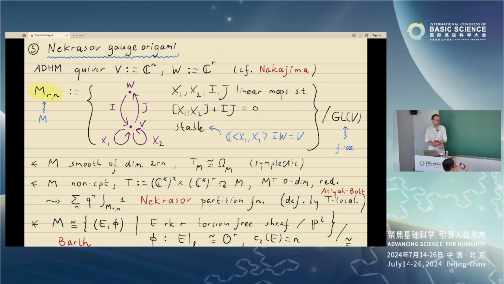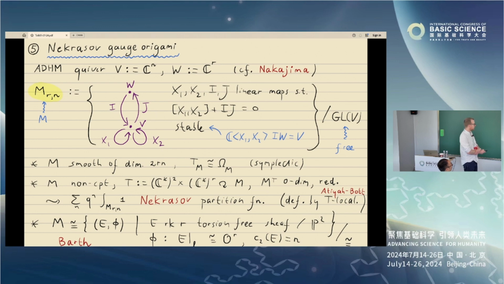So first, I put a slide on the traditional ADHM quiver, which is related to instantons, as you are instantons on S4. But for me, in the quiver setting, it's the following quiver. We fix V to be C^n and W to be C^r, a framing moduli space. And we look at the following quiver. We have vertices W and V and arrows I, J, X1, X2. And we look at representations of this quiver. So linear maps X1, X2, I, J, satisfying the ADHM equation.